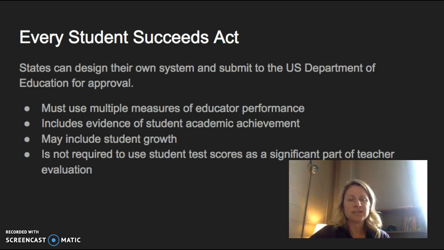The Every Student Succeeds Act is the new act for the United States right now, saying that states can design their own system. It just needs to be submitted to the U.S. Department of Education for approval. There must be multiple measures of educator performance, so we can't just use student test scores. It does need to include evidence of student academic achievement. It may include student growth, but they're not required to use student test scores.